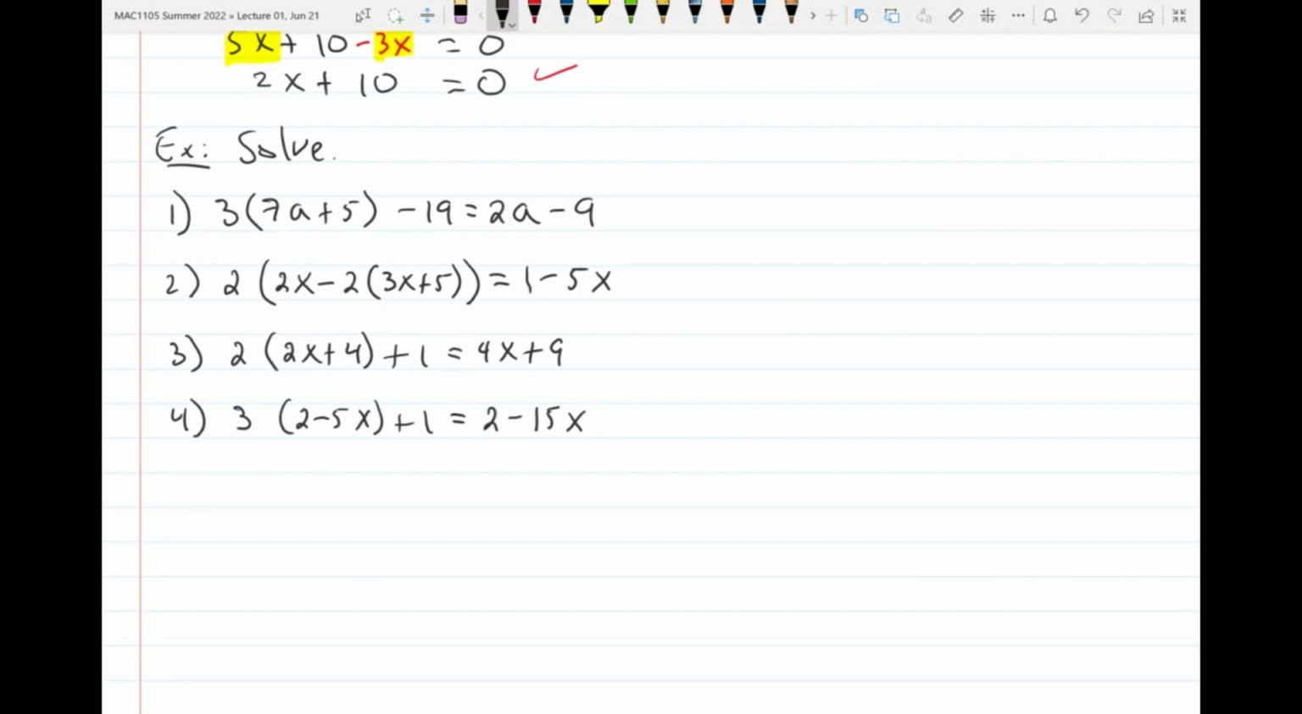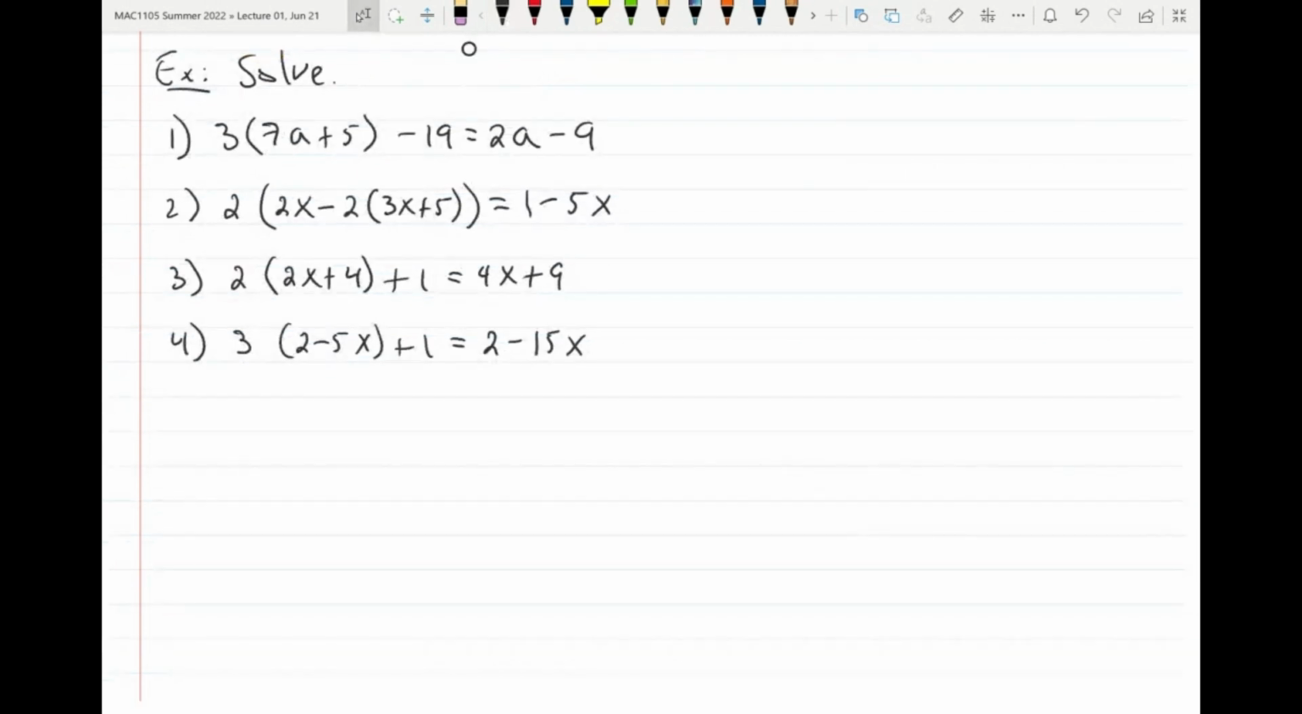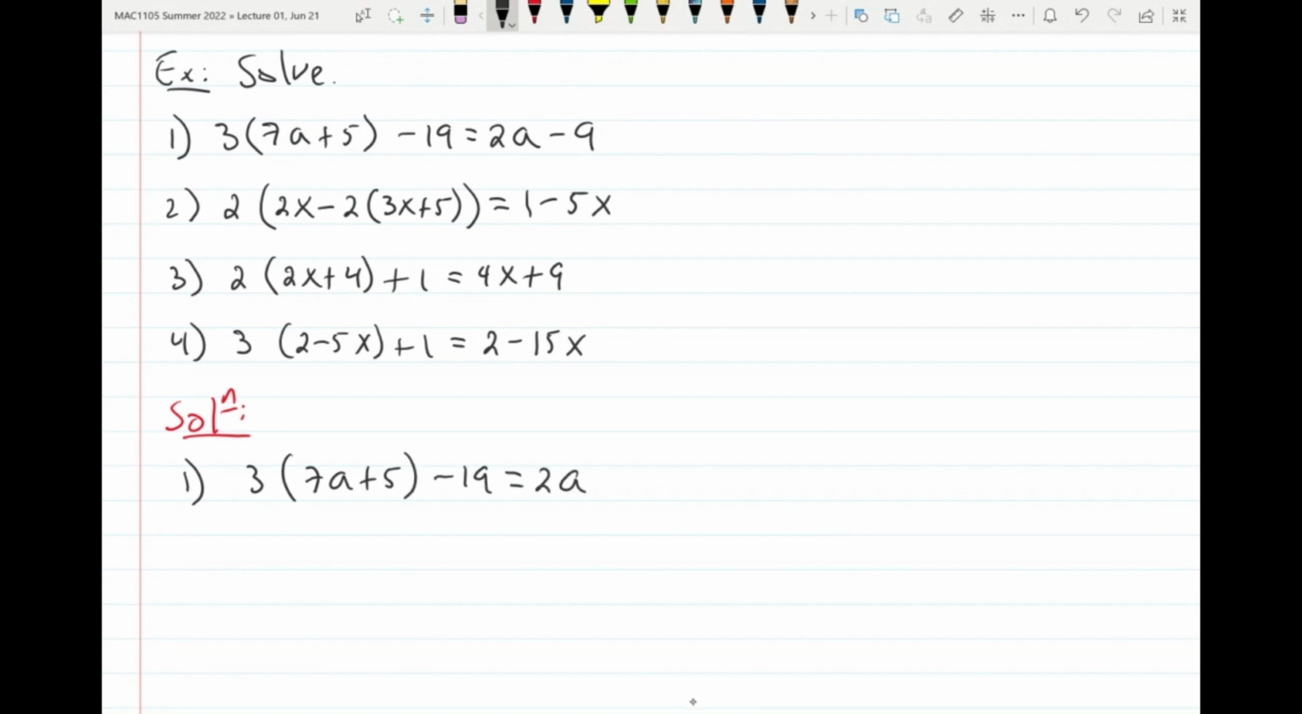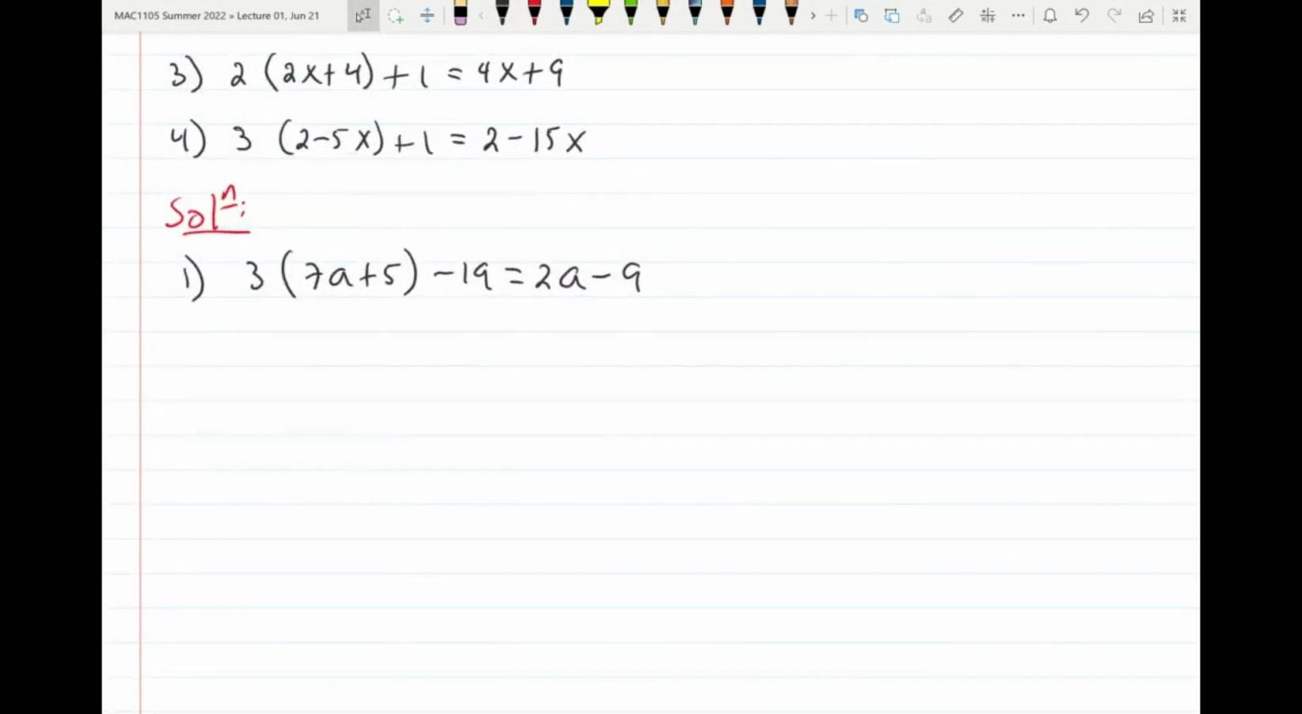Okay, so I'm gonna go ahead. I'm gonna do number 1, and then I'll let you do 2, 3, and 4 on your own. Okay, but let me do number 1 so you get used to the general procedure. Okay, so solution. All right, so for number 1, we have 3 times 7a plus 5 minus 19 equals 2a minus 9. So our job is to solve for a. Okay, we want to figure out what a is equal to.